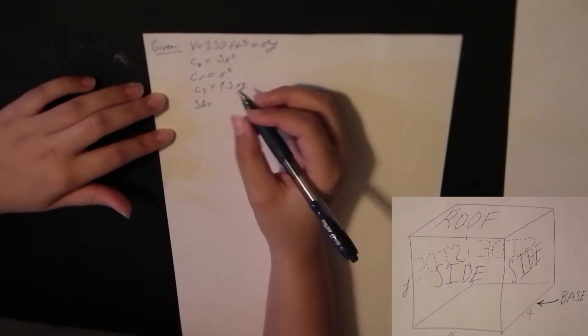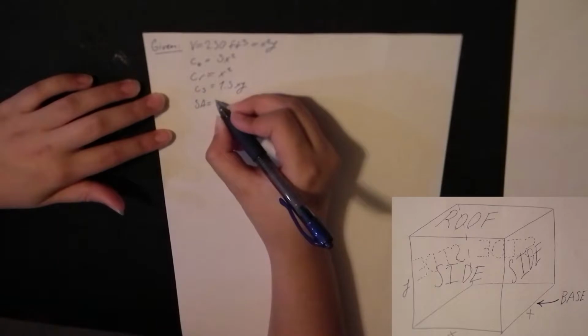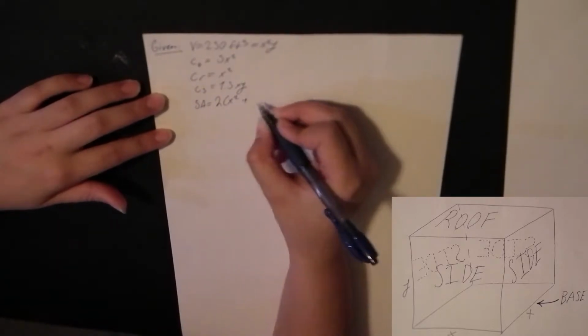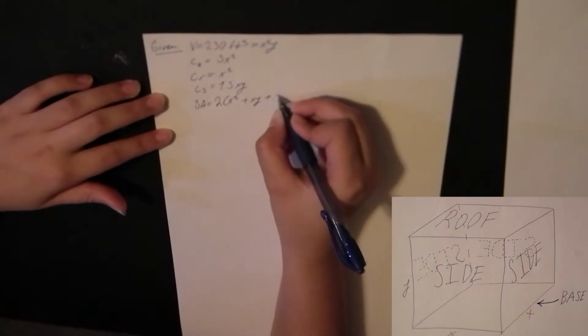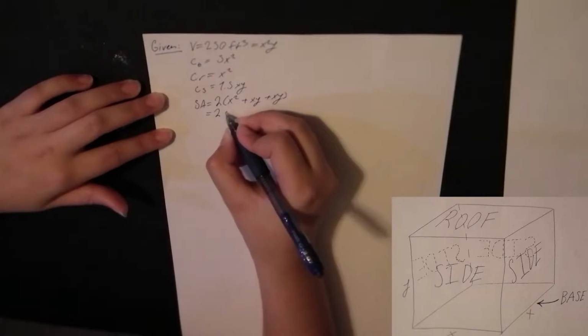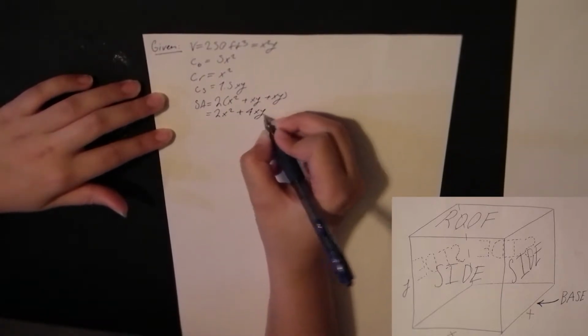The surface area equals 2 times x squared plus xy plus xy, which is also equal to 2x squared plus 4xy.